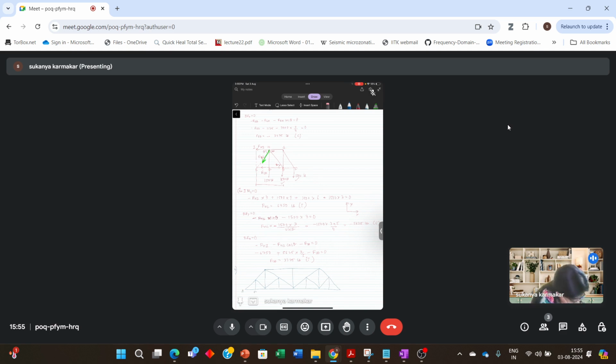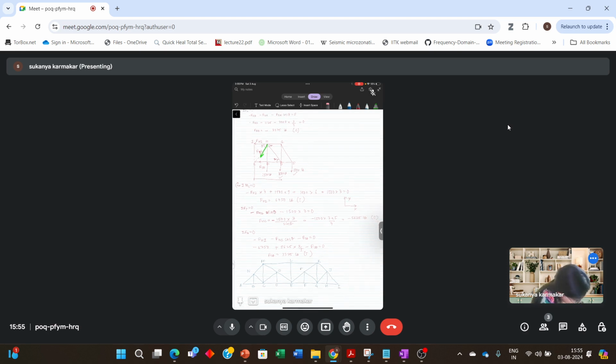It's A, B, C, D, E, F, G, H, I, J, K, L, M, N, O, P. This is a hinge. This is a roller. Here you have a force of 2 kilonewton. Here you have a force of 5 kilonewton. Here you have a force of 3 kilonewton. And again a force of 2 kilonewton.